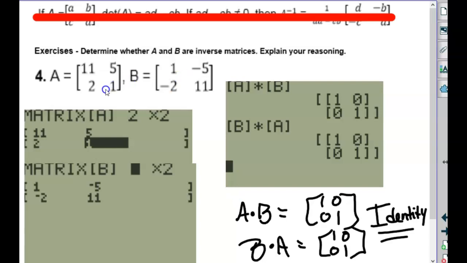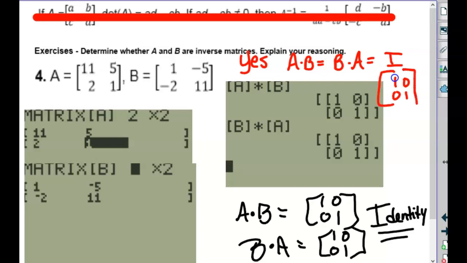All right, this is number 4. You have this one somewhere? The bottom of the page? Okay. So can you see what I did here? I put in A, 11, 5, 2, 1. I put in B, 1, negative 5, negative 2, 11. Everybody good? Then I did A times B and I got this, and I did B times A and I got this. So determine whether A and B are inverses. The answer is yes. A times B is equal to B times A, which is equal to the identity matrix, or 1, 0, 0, 1. Is that a good enough explanation?